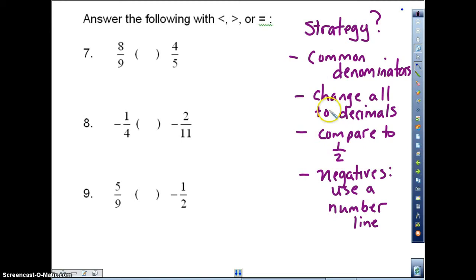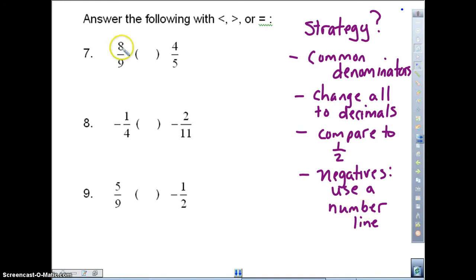Moving on, moving on. Answer the following with a less than, greater than, or equal to sign. They look like they're all fractions, and here's my strategies. You can either use common denominators or that butterfly or bottoms up thing you guys like to do. You can change them all to decimals if you like. Compare them to 1/2. Now, if you have negatives, use a number line because your thinking has to be backwards on which one's bigger and which one's smaller. If they're both negative, the number closest to 0 is the bigger number.